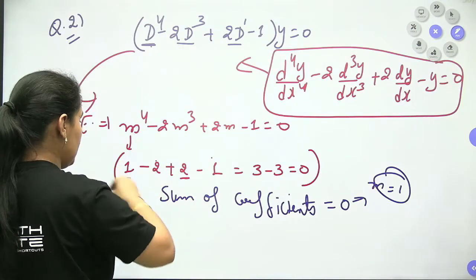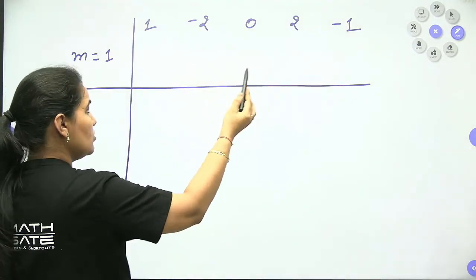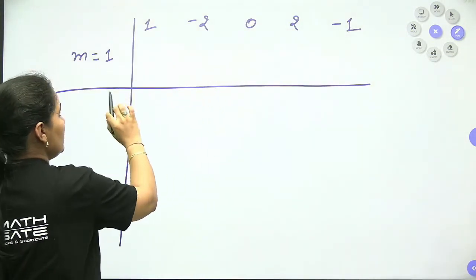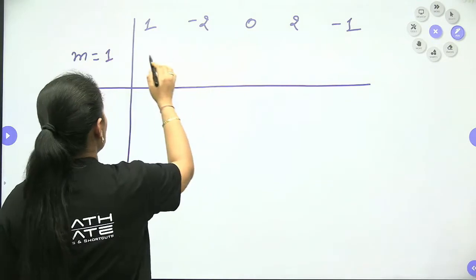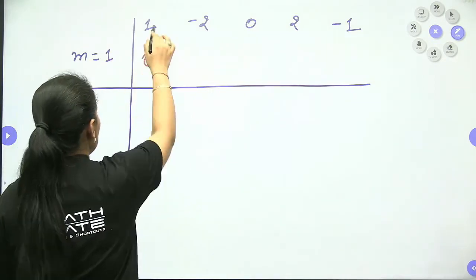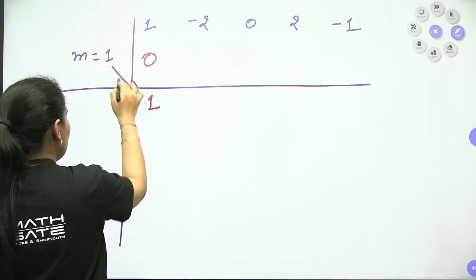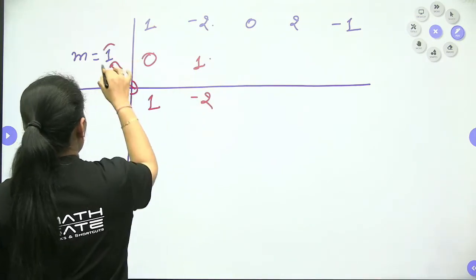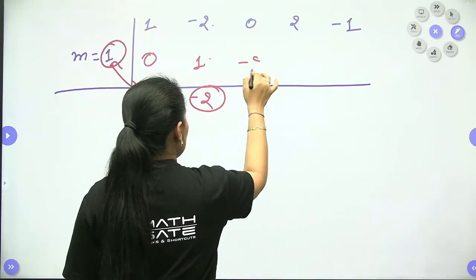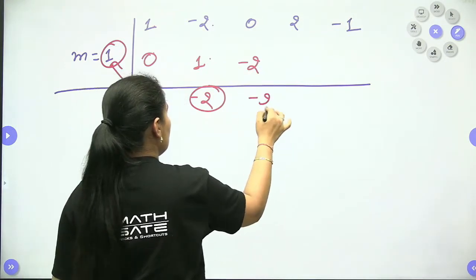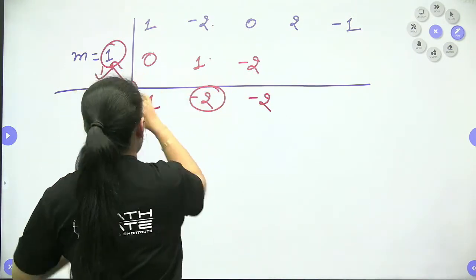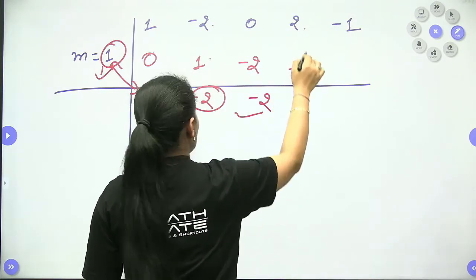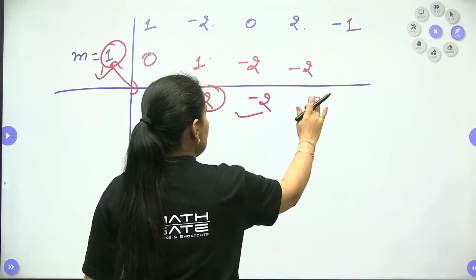So what will it become? 1, minus 2, 0, 2, minus 1. Yes, exactly. We have m equals 1. Okay, let's start with m equals 1. We will write down 0 here. 1 plus 0 is 1. Let's multiply: 1 into 1 will be 1. Minus 2 plus 1, multiply 1 and minus 2, the result will be minus 2. 0 minus 2 will be minus 2. 2 and minus 2 will be 0.